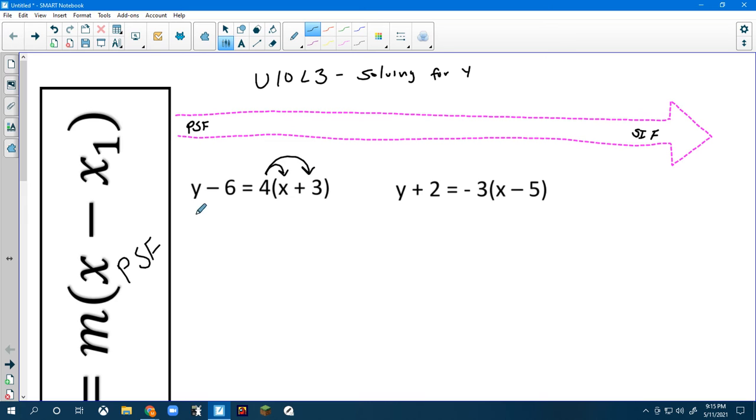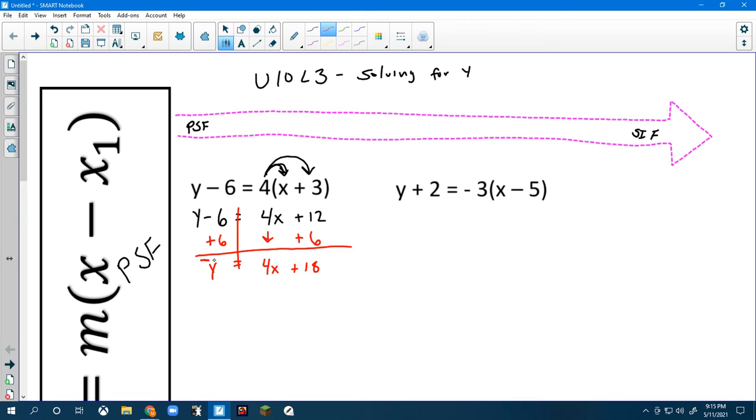Remember, when we distribute, we multiply 4 times the first term, so 4 times x, which is just 4x, and 4 times the second term, 4 times 3, which is positive 12. Now we can go through and say, well, what's the opposite of negative 6? Well, that's a positive 6, and we're going to do that to both sides of our equation. Negative 6 plus 6 is 0, so we're not going to write anything. Our 4x we're going to bring straight down. 12 plus 6 is positive 18.